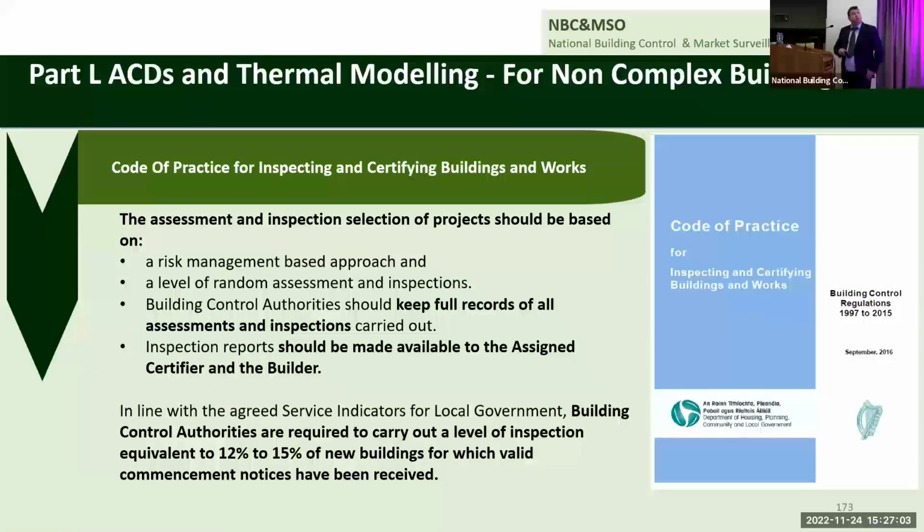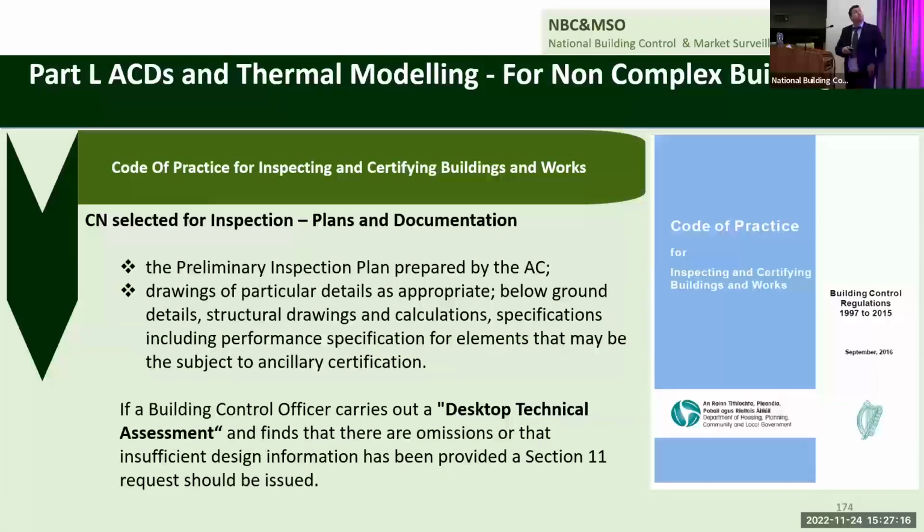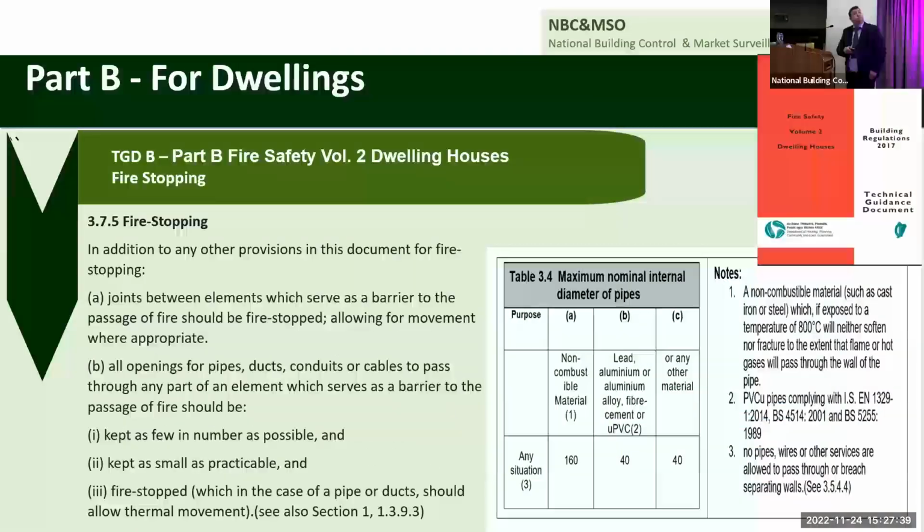So the assessment and inspections: building control authorities have to inspect 12 to 15% of new buildings for which a valid commencement notice has been received in the year. How they select the inspections depends on a lot of risk assessments, and Martin went through that. It can be based on a technical desktop assessment, or they may actually go out to site and carry out a site inspection.